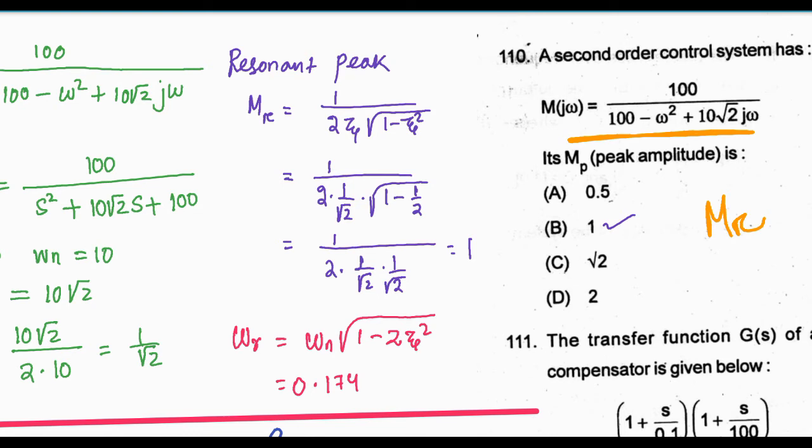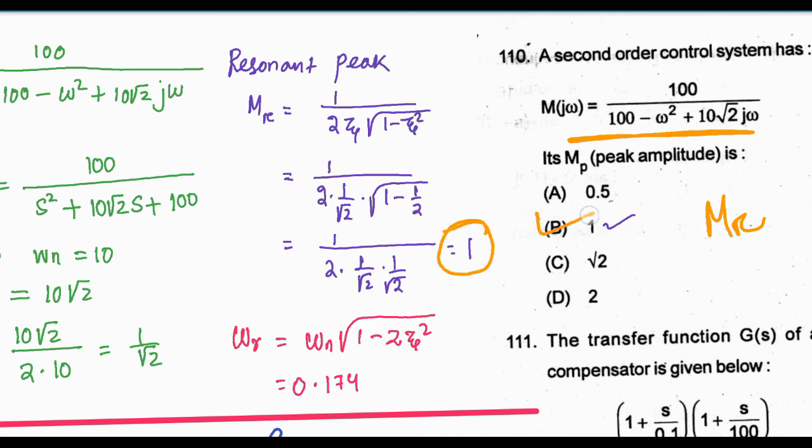And what is the resonant peak formula? The resonant peak formula: Mr is equal to 1 by 2 zeta into root of (1 minus zeta square). So if we put these values, 2 into 1 by root 2 into root of (1 minus half), this will be 1 by 2 into 1 by root 2 into 1 by root 2, and this will finally be 1.